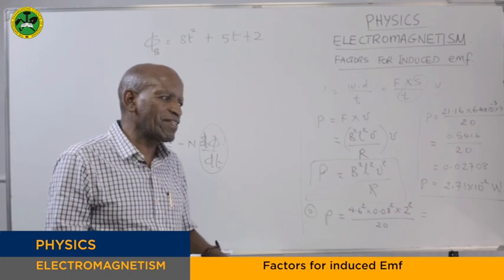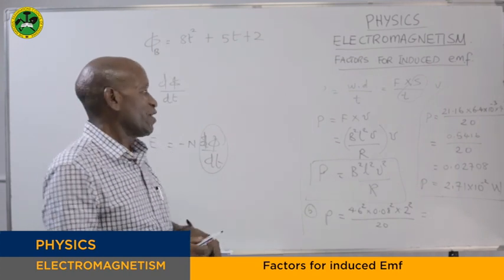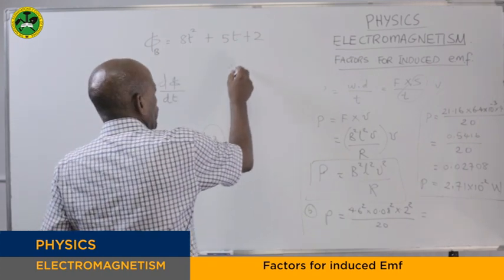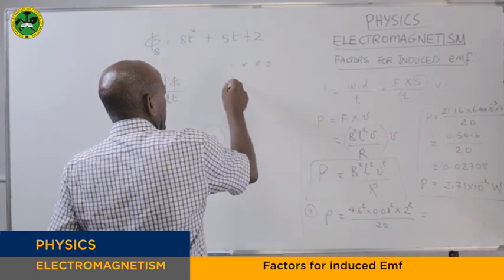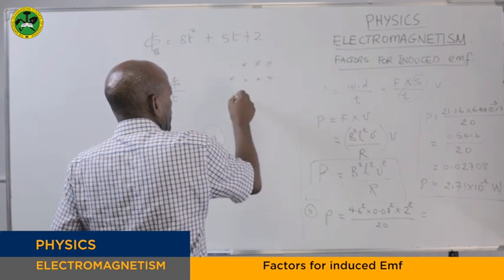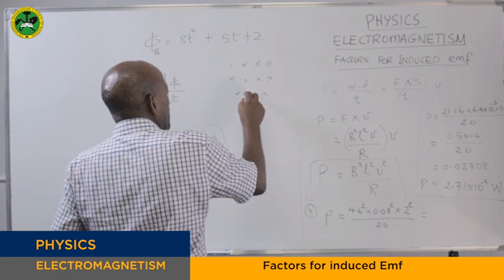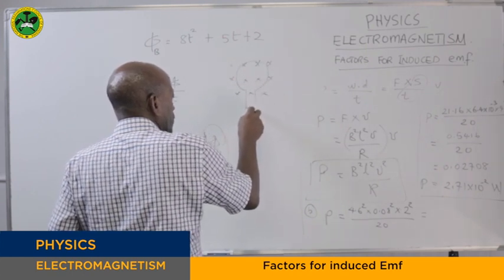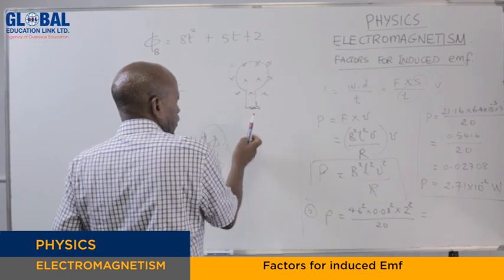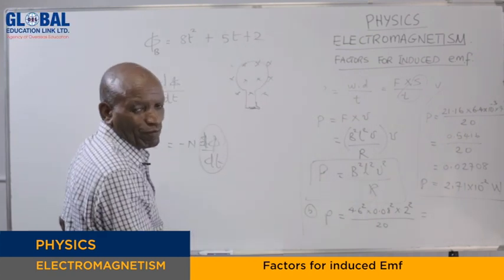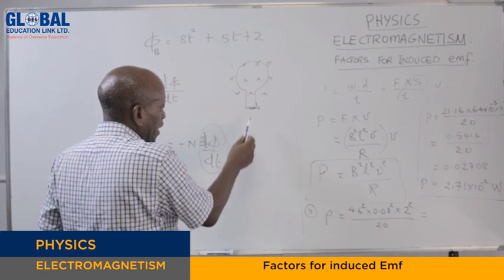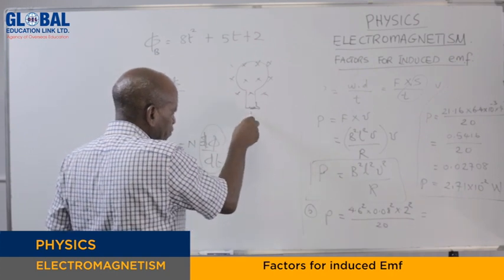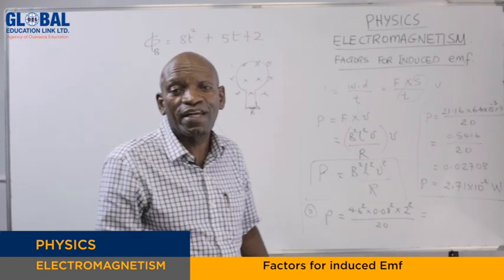Part B is the direction of the current. If the field goes towards the board like this, and my coil is moving across it, and here I have a resistance, whenever you move the coil away from the field, where do you find the direction of the current through this resistor? This depends upon Lenz's law.